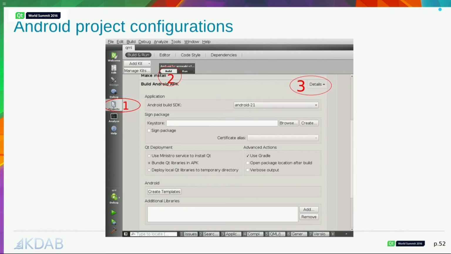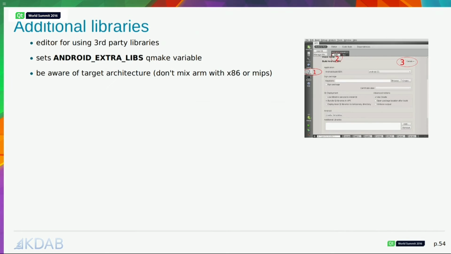There are a few Android project configurations. To go to that page, you need to open the project perspective, click on Build, and then expand Build Android APK. And here we have Android libraries. It's an editor for adding third-party libraries.